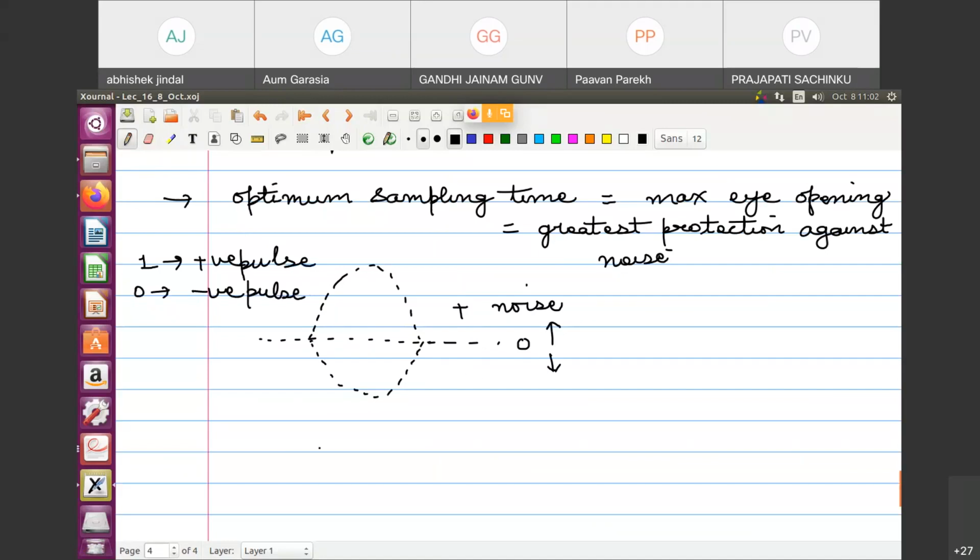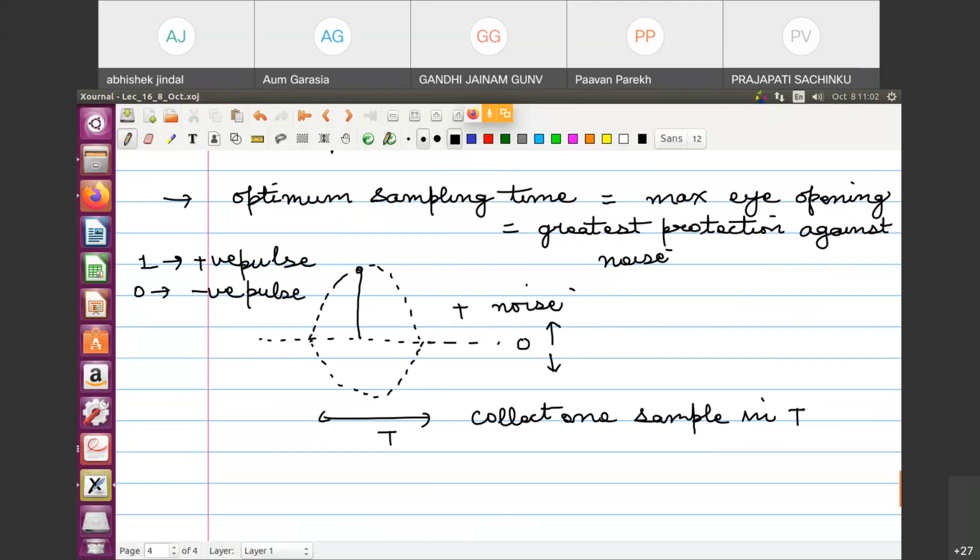So the receiver, in this bit interval TB, you sample this, and once you sample you collect one sample. Okay, collect one sample in T. Suppose you collected this, and once you collect this sample, it will check if it is greater than 0, then it will say that 1 was transmitted. If it is less than 0, then 0 was transmitted.